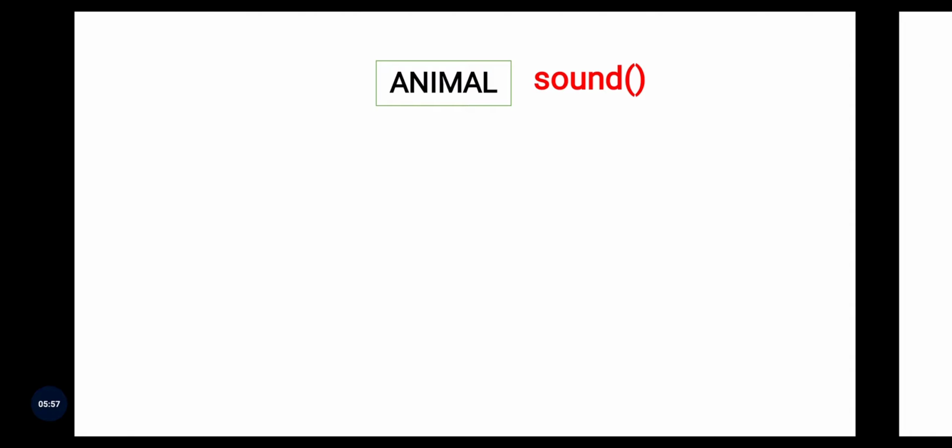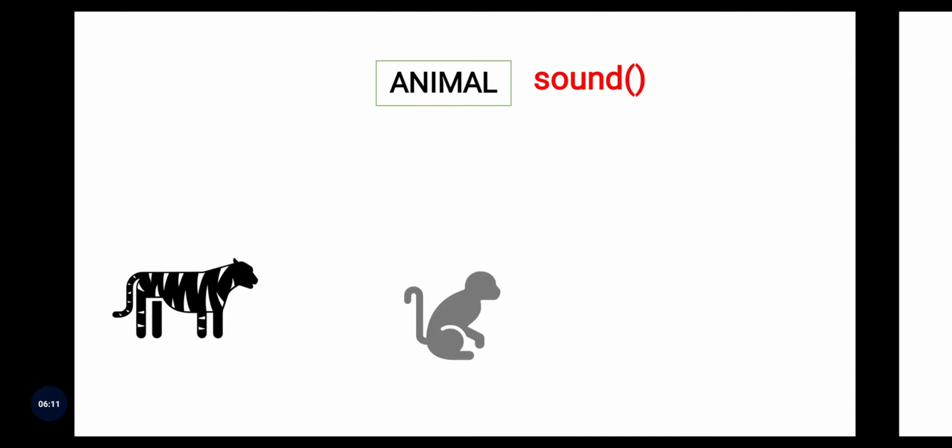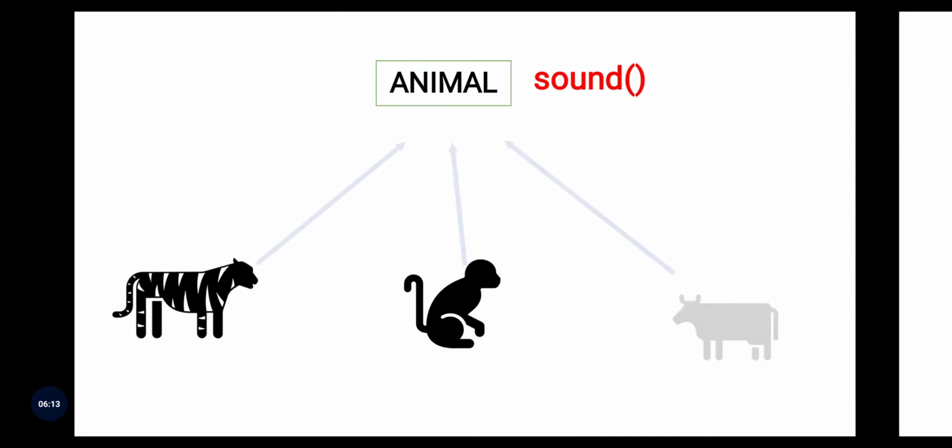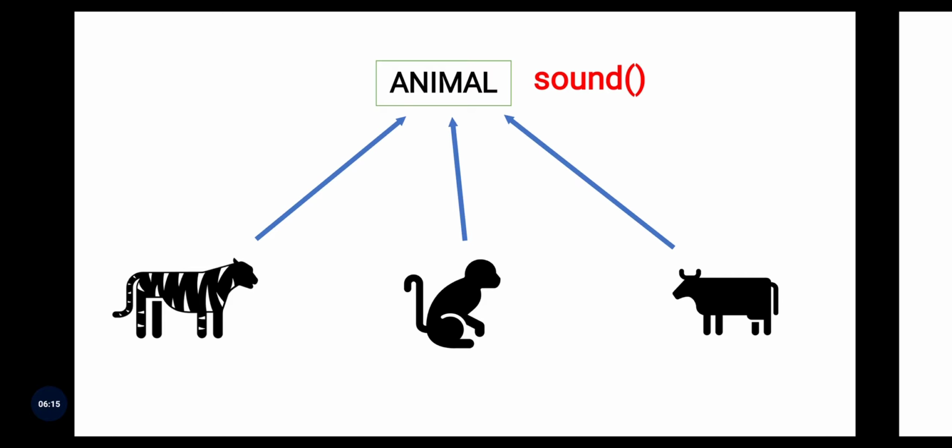Now, a tiger can be an animal, and it would be a perfect fit into the relationship of inheritance, because if you try out the is-a relationship, tiger is an animal, yes. Similarly, a monkey is an animal, yes, and a cow is an animal. So all the three classes here would be the subclasses of the animal superclass. I think that's pretty clear amongst all of you, because we've done this in inheritance as well.